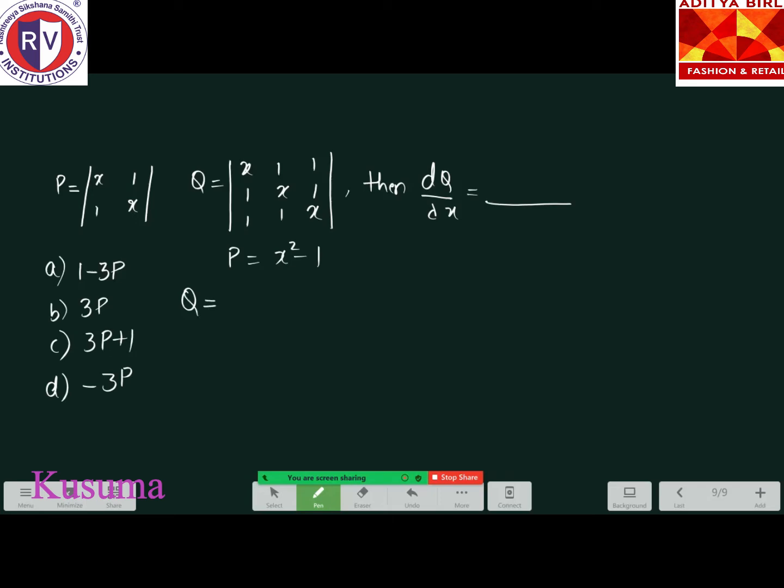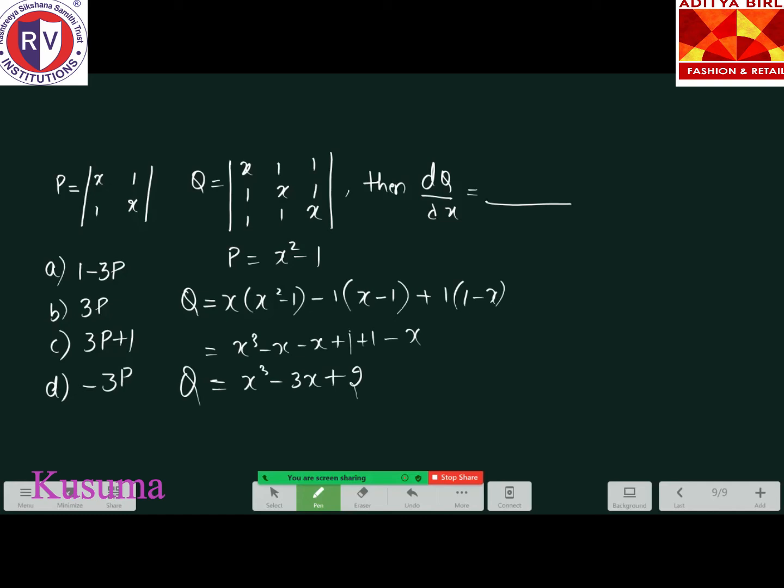Let us expand this. This will be X into X square minus 1, minus 1 into X minus 1, plus 1 into 1 minus X. Okay, so this is X cube minus X plus 1 minus X. The simplification will be X cube minus 3X plus 2.